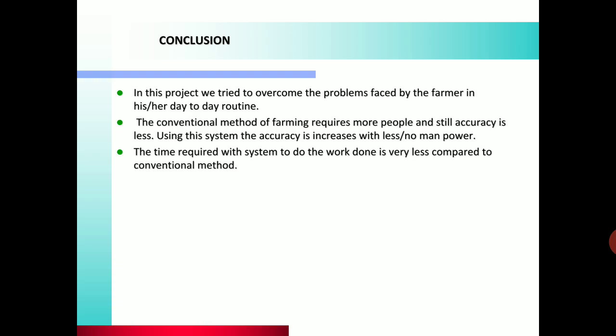Then what is the conclusion? After completing this project we conclude the following. In this project we tried to overcome the problems faced by farmers in day to day routine. The conventional method of farming requires more people and still accuracy is less. Using this system, accuracy increases with less or no manpower. The time required by this system to do the work is very less compared to the conventional method.